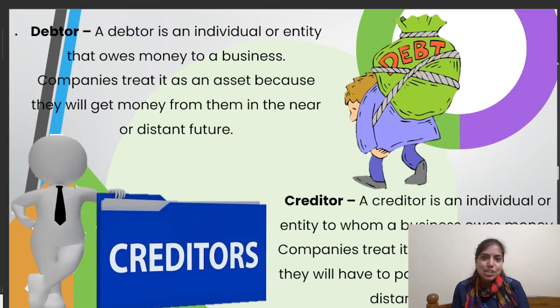A debtor is an individual or an entity that owes money. Any person who is supposed to pay money to a third party becomes a debtor, and any person who is supposed to receive that amount of money from a third party becomes a creditor. So a person who is supposed to pay becomes a debtor, and a person who is supposed to receive the same amount of money becomes a creditor.